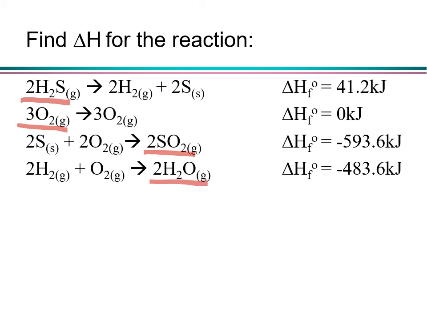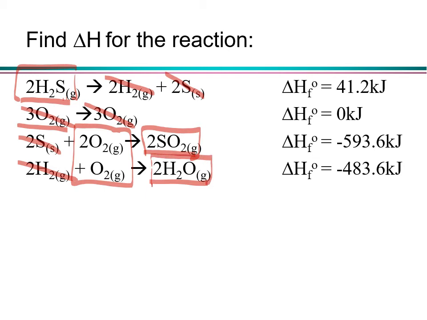I should check to make sure everything else is going to cancel out. My 2 sulfurs will cancel out, my 2 hydrogens will cancel out, and I have my 3 oxygens canceling out with my 3 oxygens, which is fine. And actually I end up with these guys summing to give me 3 oxygens, my hydrogen sulfide, and on my product side I have 2 sulfur dioxides and 2 waters. And all those changes have been applied to the delta H's as well. So now we just need to sum them together to find out what their delta H would be.